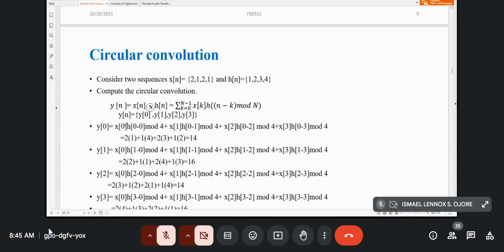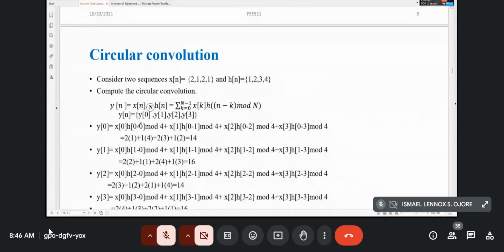So this is x of 0. Remember, you are starting with k equal to 0. For this y of 0, you are starting with k equal to 0. Then n is 0, so we are talking about n minus k. So 0 minus k, we are doing it for 0. So it is 0 minus 0 mod 4.